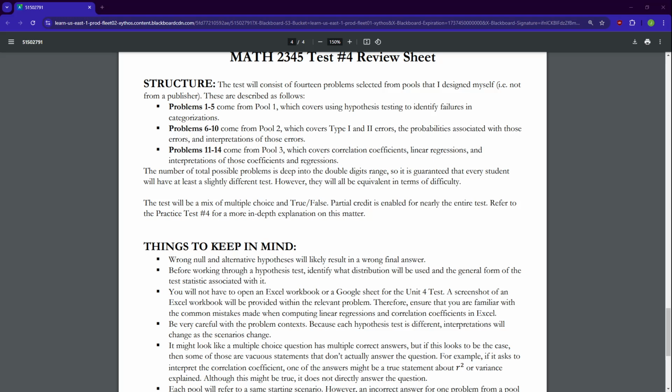So, for example, when dealing with correlation coefficients, if you're asked to interpret a correlation coefficient, one of the answers might be R-squared. It might be a correct statement, but it's answering a question that was not asked. To kind of put it in a real-world context, imagine if you're asking somebody a question of, what are you doing this evening? And they say, I woke up this morning. Well, who cares if you woke up this morning? That has nothing to do with what you're doing this evening. Put another way, it's dodging the question.